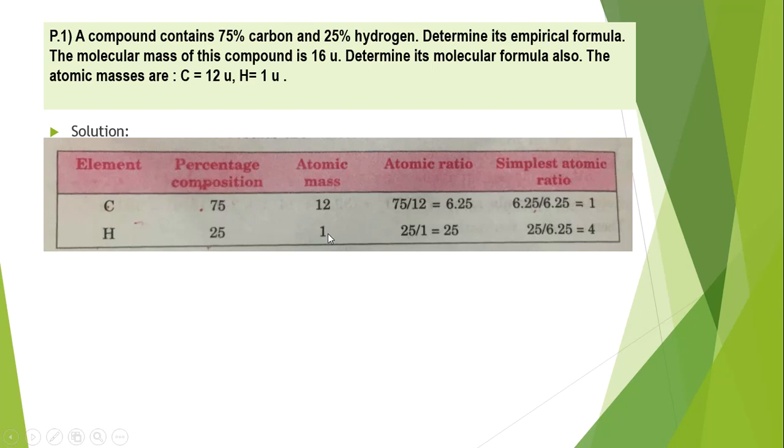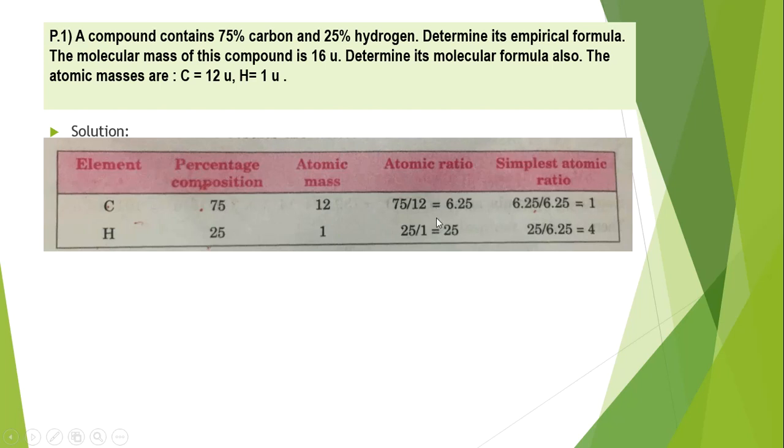Now the next step was we have to get the atomic ratio. And how we were getting it, that is, the percentage composition we have to divide by the atomic mass. When you do this, 75 by 12, when you do the calculation, you will get 6.25. And for the hydrogen, it will be 25 divided by 1. So you will get 25.